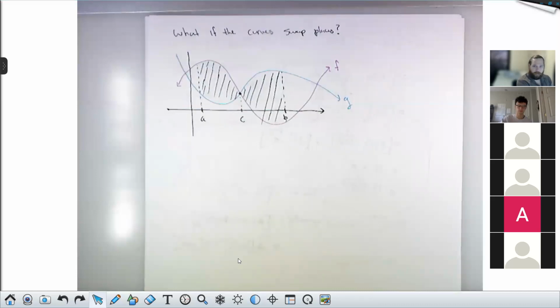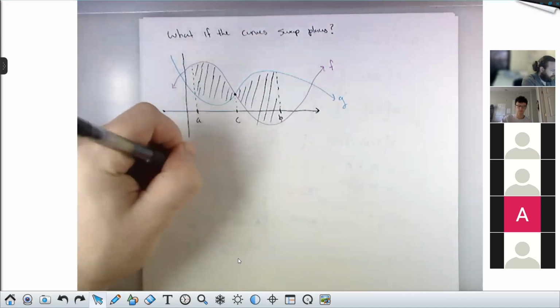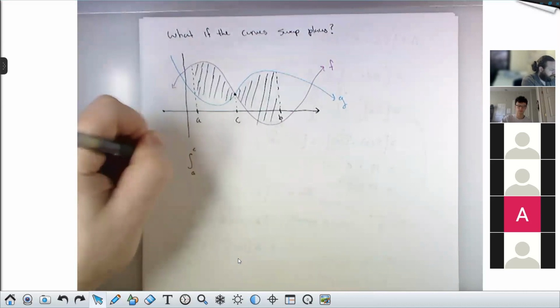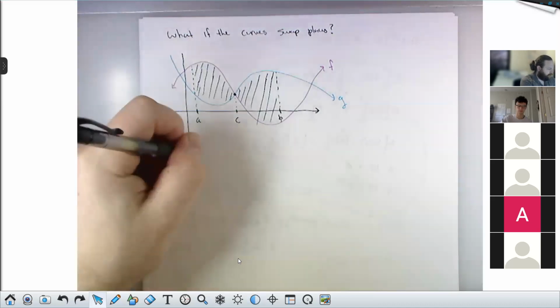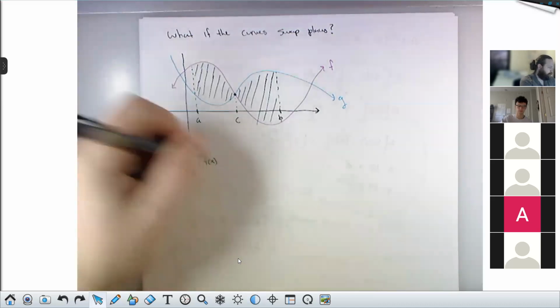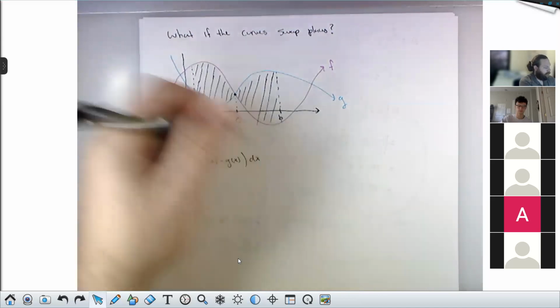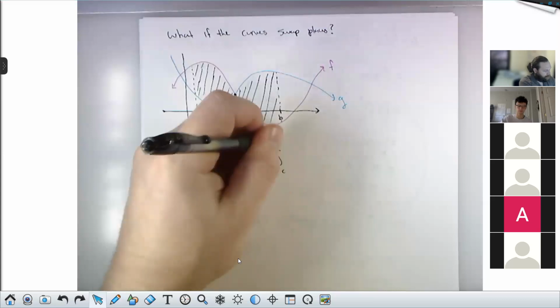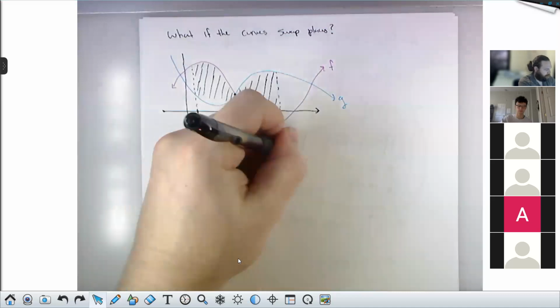The way the book shows this, they say you should integrate the absolute value of f minus g. But nobody does that in practice. In fact, the way you integrate an absolute value function is by splitting it up. So the way to think of this, you would integrate from a to c the upper minus the lower there, which is f minus g, and then add to that the integral from c to b of the upper minus the lower there, which is g minus f.